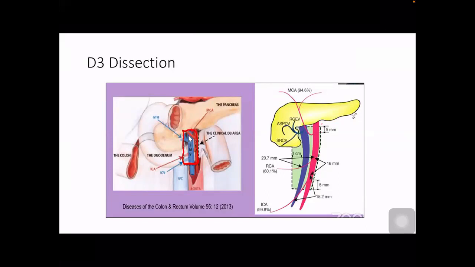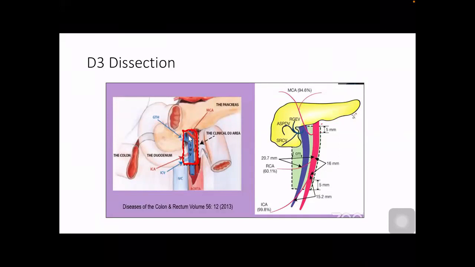plus 1 centimeter lateral to the SMA. Okay, so this area, basically, in short, you should be able to see the left lateral border of the SMA at the end of your lymph node dissection for a proper D3 lymph node dissection, which is the recent concept which is emerging, which is followed by the Japanese for lymph node dissection in colorectal cancers.